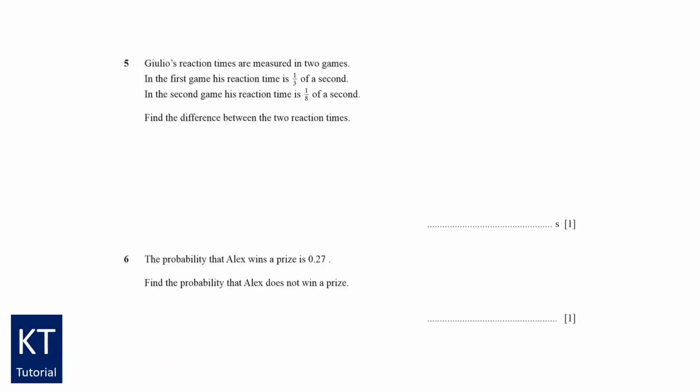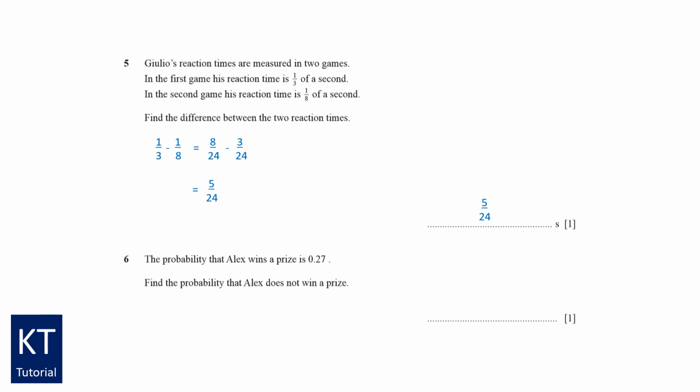Question 5. Gulo's reaction times are measured in two games. In the first game, his reaction time is a third of a second. In the second game, his reaction time is an eighth of a second. Find the difference between the two reaction times. This will be a subtraction of two fractions.